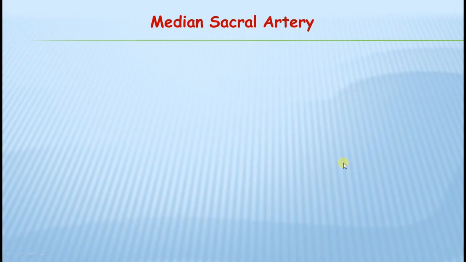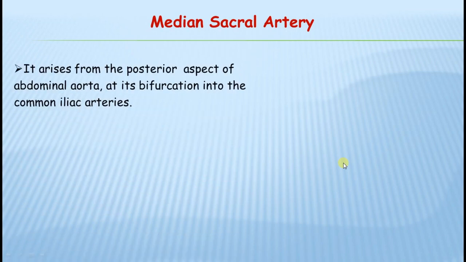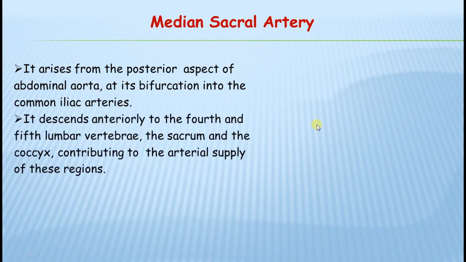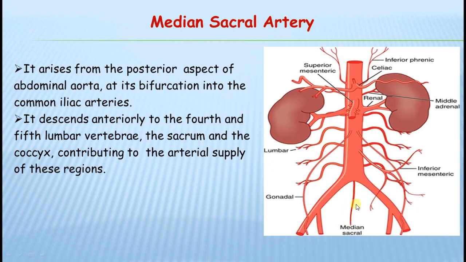The median sacral artery is actually the final branch, the last branch of the abdominal aorta, just prior to the bifurcation into the common iliac arteries. It ascends anteriorly in front of the 4th and 5th lumbar vertebrae and sacrum, behind the rectum, in the space in front of the pelvis, and it mainly supplies the structures behind the rectum. It is the arterial supply to these regions.